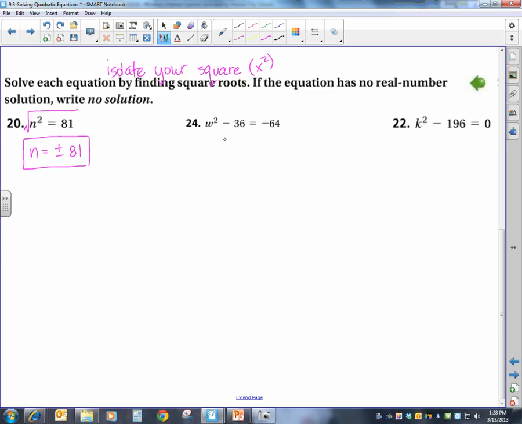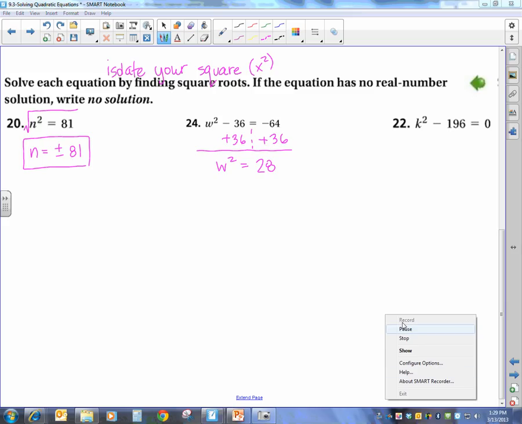For the next one, I'm going to have to add 36 to both sides so I can have w by itself. So w squared equals negative 64 plus 36, which is going to give me negative 28. So we'll put that in our handy dandy calculator. Again, where are my students when I need them? The larger number is negative, so my number here is going to be negative. W squared equals negative 28.